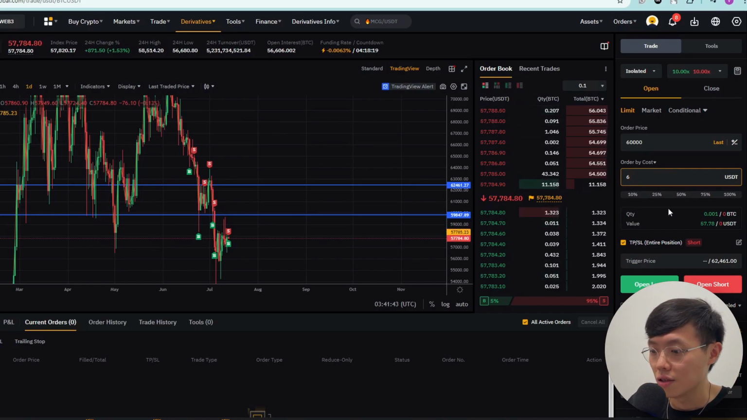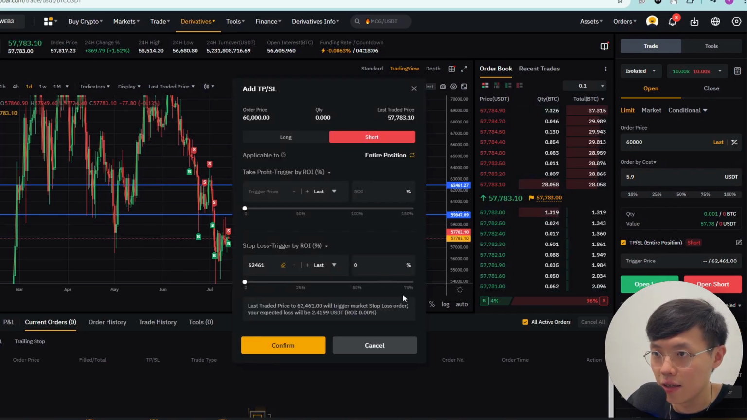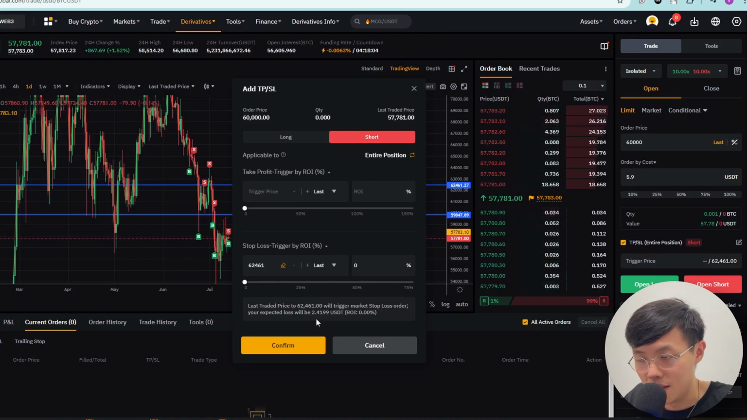Okay, so let's see 5.5. Can I do it? 5.6, 7, 8, 9. Okay, 5.9 I can buy. At 5.9 I can open a long or short position. Then you click this right here. Okay, right now you can see your expected loss will be 2.4199.